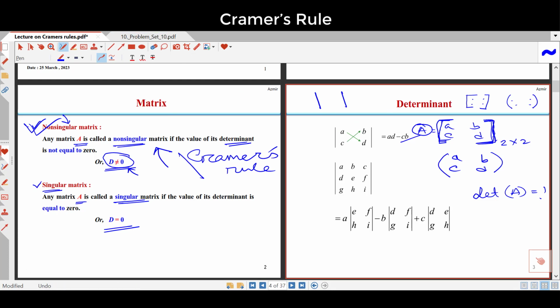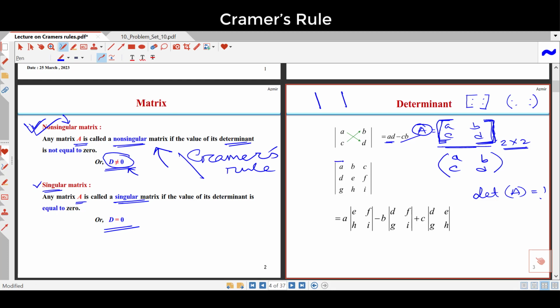So first of all, suppose you have a square matrix, this one, where the entries are A, B, C, D. If you have to find its determinant, then it will be AD minus CB. So this is about the determinant of any square matrix of 2 by 2, where there are 2 rows and 2 columns.